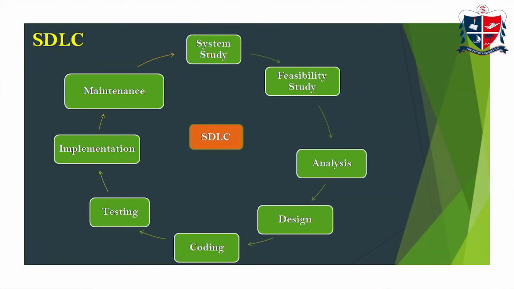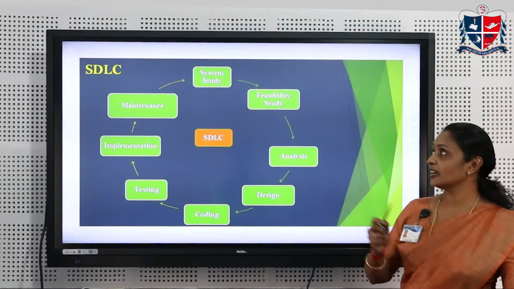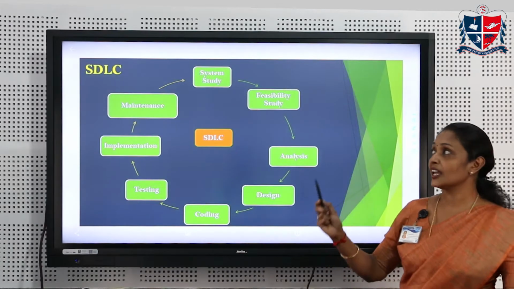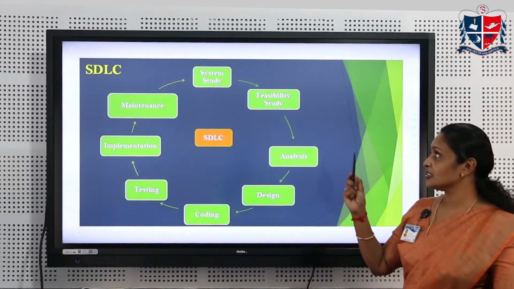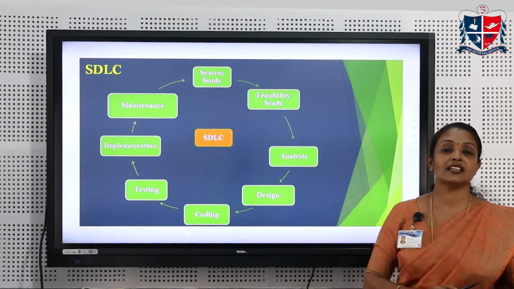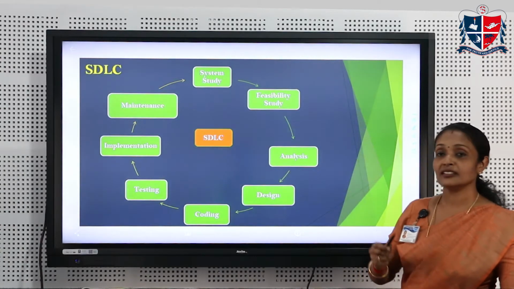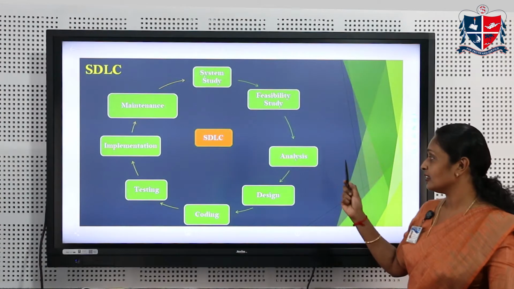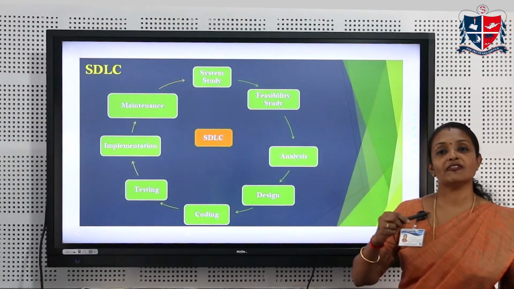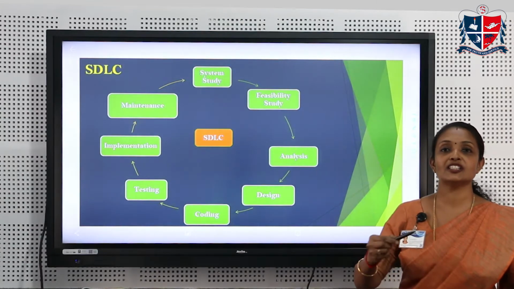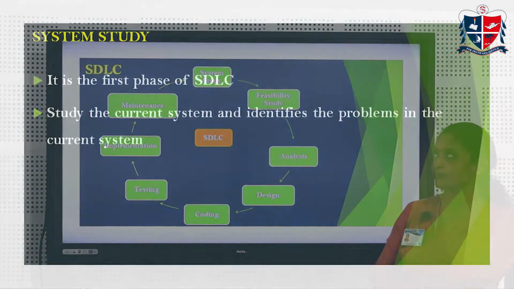The system development lifecycle is a chain of activities containing many different phases, and all the phases move one after the other. That is, first the system study, after that the feasibility study, then system analysis, in this way. After completing one phase of development, it moves on to the next phase.